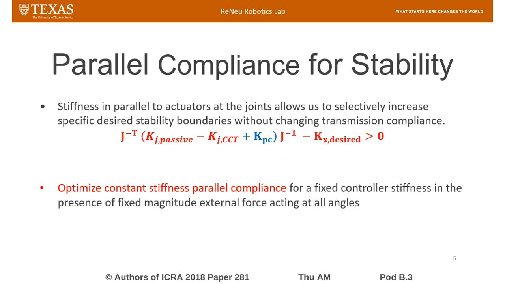In order to improve the stability of such systems, we found that stiffness added in parallel to the actuators at the joints allows us to selectively increase specific desired stability boundaries without increasing the overall transmission stiffness. Thus, we add a parallel compliance term to our stability criteria and use that to optimize a constant stiffness parallel compliance for a fixed controller stiffness in the presence of a fixed magnitude external force acting at all angles at every point in the workspace.